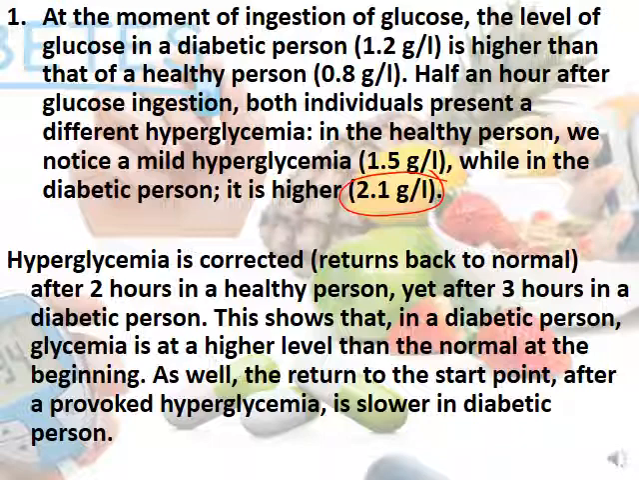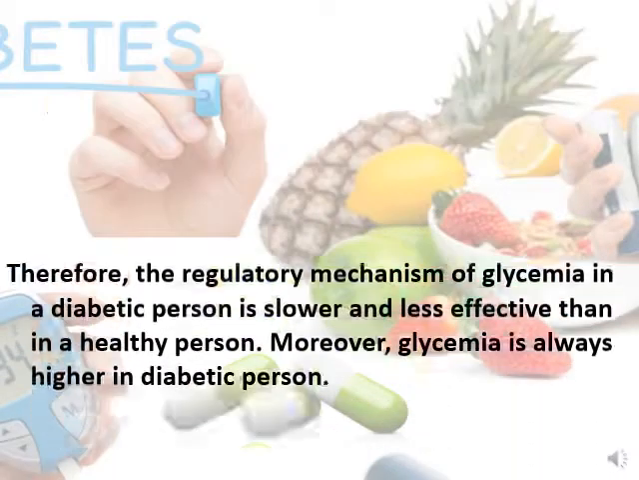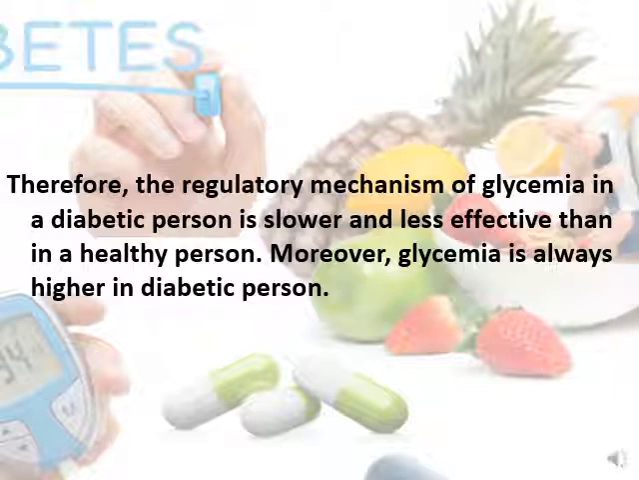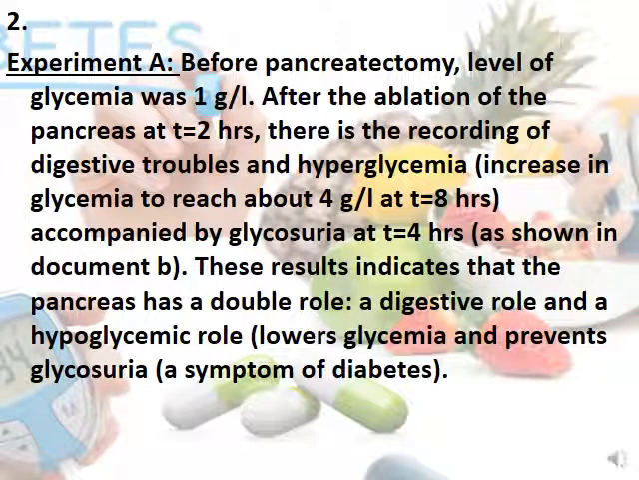So this shows that in a diabetic person, glycemia is at a higher level than normal. As well, the return to the start after provoked hyperglycemia is slower in the diabetic individual. So here we can conclude that the regulatory mechanism of glycemia in a diabetic person is slower and less effective than that in the healthy person. Moreover, glycemia is always higher in a diabetic person. Moving to the experiments on document 2.